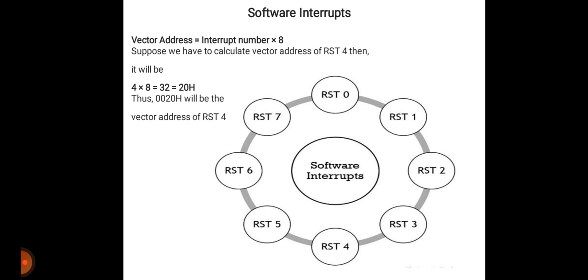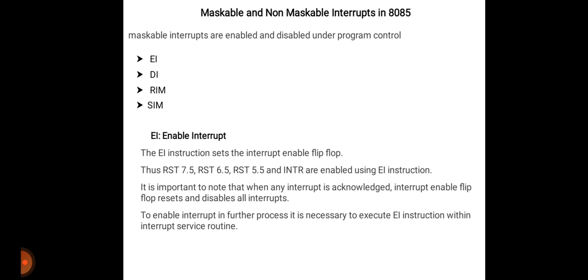The 8085 has 8 software interrupts as I told you, that is RST 0 to RST 7. The vector address for these interrupts can be calculated as the interrupt number into 8 is equal to your answer, that means the vector address. The next one is maskable and non-maskable interrupts.